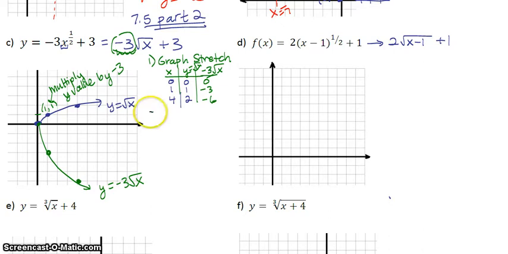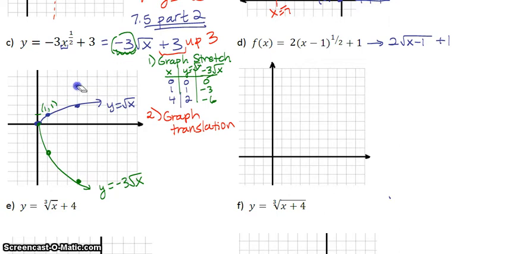Now that I've graphed the stretch, I'm going to, in step 2, graph the translation. And when I say translation, I mean up, down, left, right. So at this part, you guys are pretty good at this by this stage. I look at this, it has a plus sign, it's outside the square root, so in my mind I'm thinking up 3. So that green graph we just created, I'm going to take each one of those points and move it up 3. 1, 2, 3, 1, 2, 3, 1, 2, 3. And then that, in the red, is my final answer.